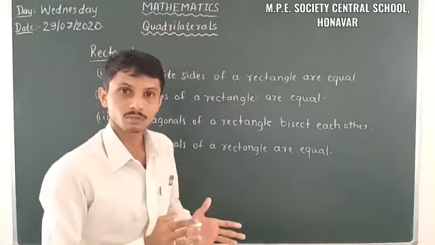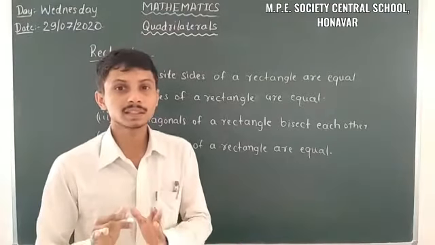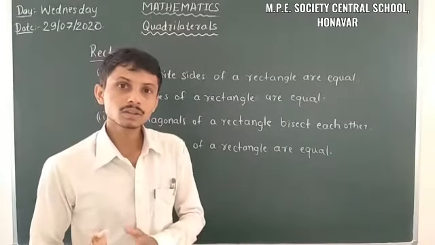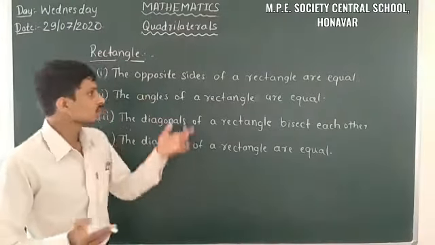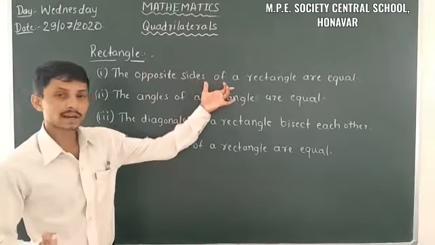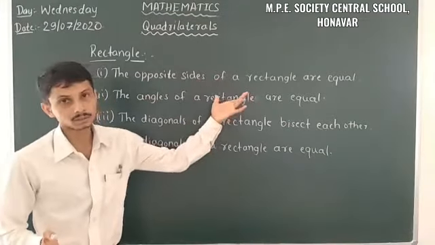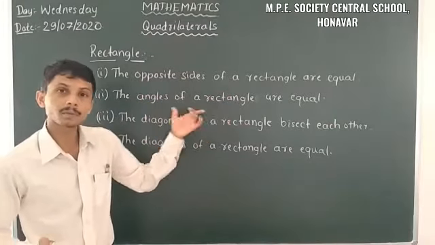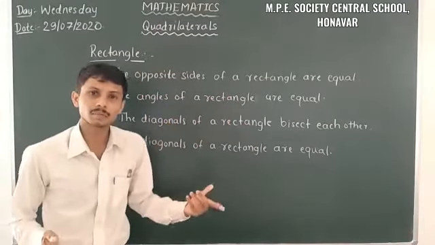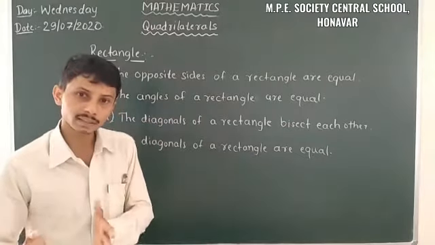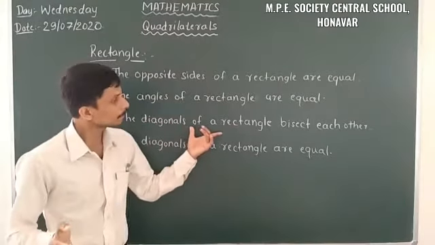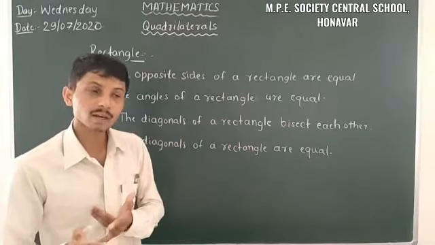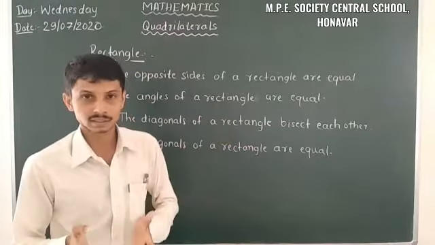That's why we call it a special type of parallelogram. So we know that the opposite sides of a rectangle are equal, and in a parallelogram they are also equal. Again, the angles of a rectangle are all equal, but in a parallelogram the opposite angles are equal. Again, the diagonals of a rectangle bisect each other, and in a parallelogram also the diagonals bisect each other. Okay.